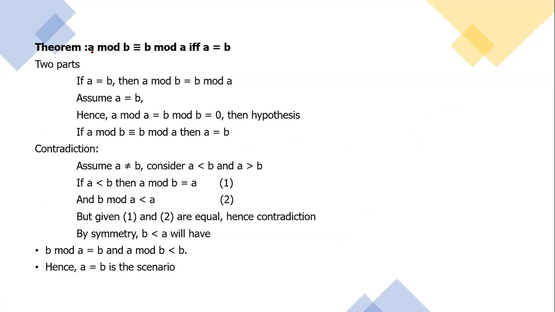Another theorem is: A mod B equals B mod A if and only if A equals B. This is the same as, for a real number X, the ceiling of X equals the floor of X if and only if X is an integer, right? Like that we have it. We know the mod operation, right? Modulo.